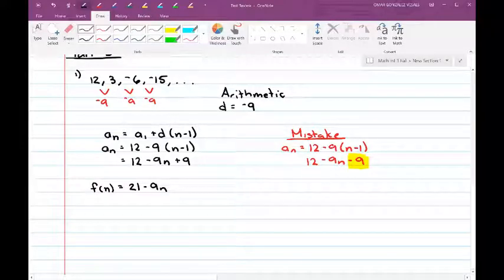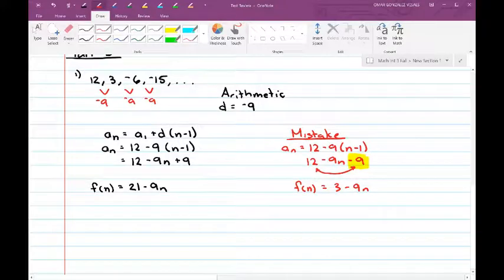Do you see the mistake? If you did it this other way, you were telling me that f of n was equal to 3 minus 9n. So it's not a big mistake. It's a small mistake, but you still added. It's just it was the wrong number that you did.